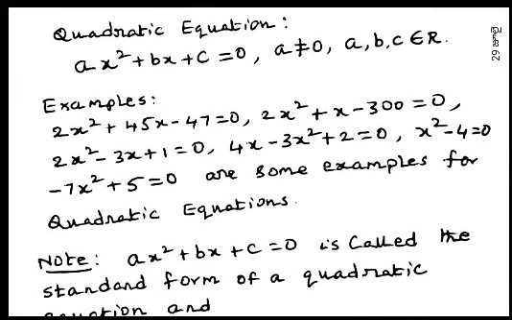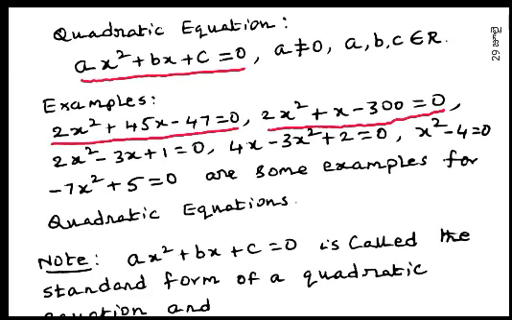Examples: 2x square plus 45x minus 47 equal to 0. This is in the form of ax square plus bx plus c equal to 0. Therefore, it is a quadratic equation. 2x square plus x minus 300 equal to 0 is also in the form of ax square plus bx plus c equal to 0. Therefore, it is also a quadratic equation.